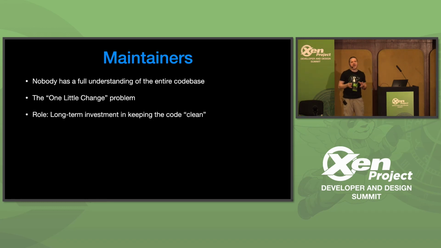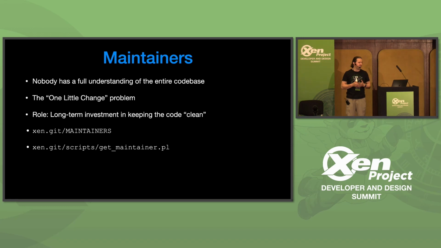So the idea is to have someone whose role it is to have a long-term interest in the maintainability of some piece of code. You can find the maintainers in Xen.git under the MAINTAINERS file, which uses the same structure as that used in Linux. There's a script called get_maintainer that, if you feed it your patch, will tell you who to CC on your email.